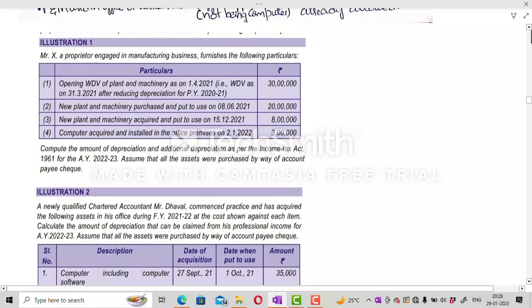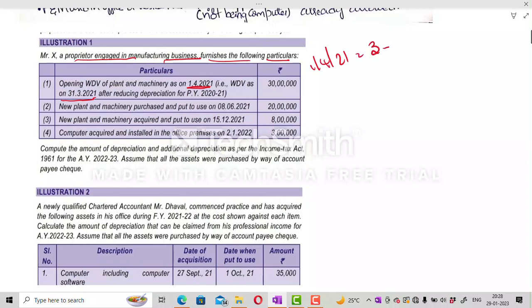Mr. X, a proprietor engaged in manufacturing business, furnishes the following particulars. Opening WDV of plant and machinery as on 1/4/21, after reducing depreciation for the previous year, is 30 lakhs. New plant and machinery purchased and put to use on 8/6/2021, means it is before 1st October 2021, means we can take 100% depreciation on them.